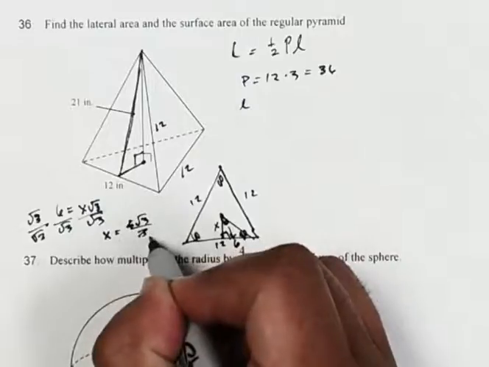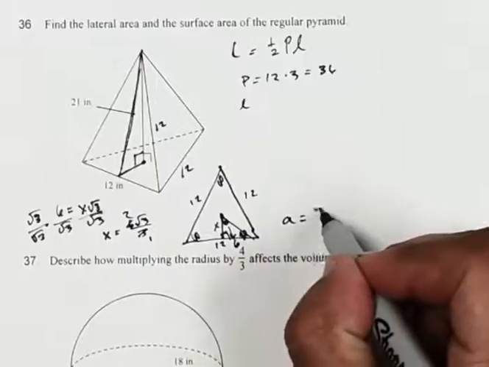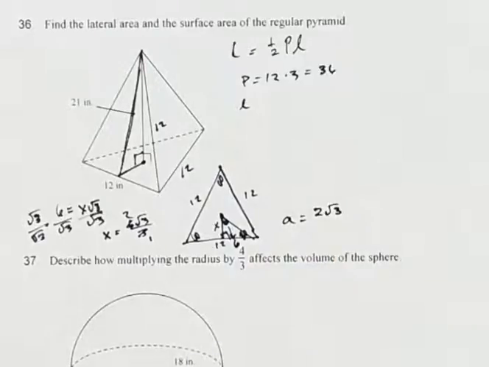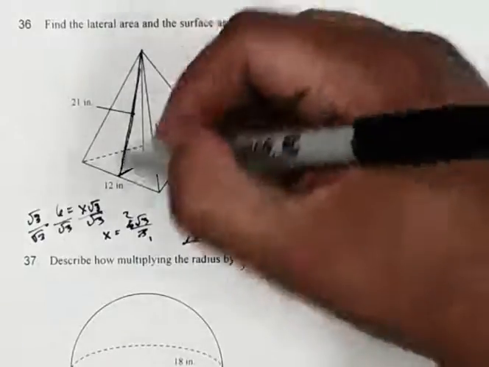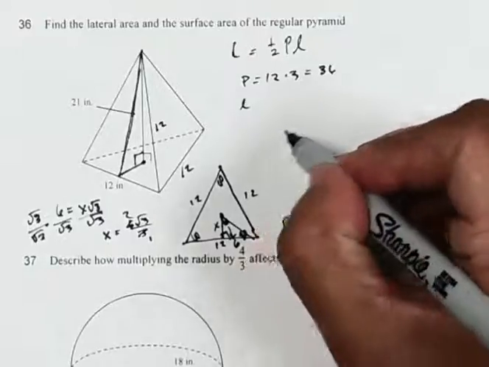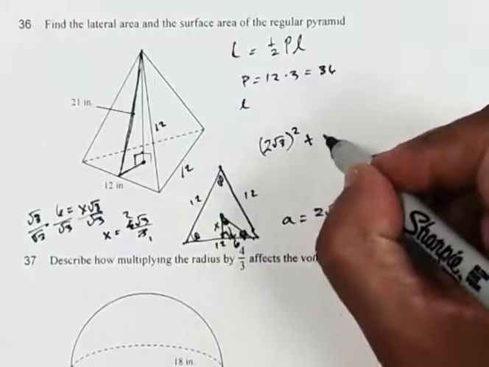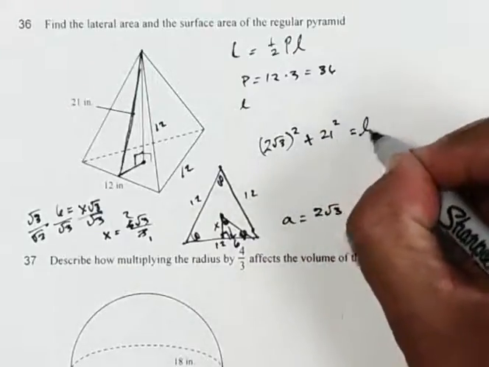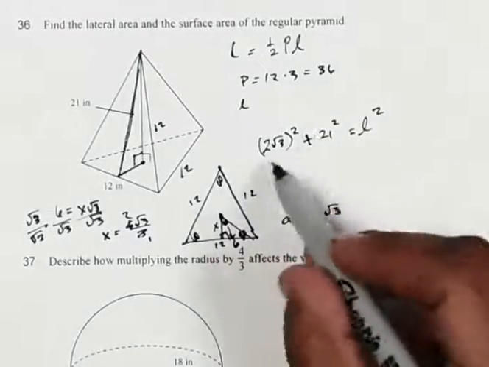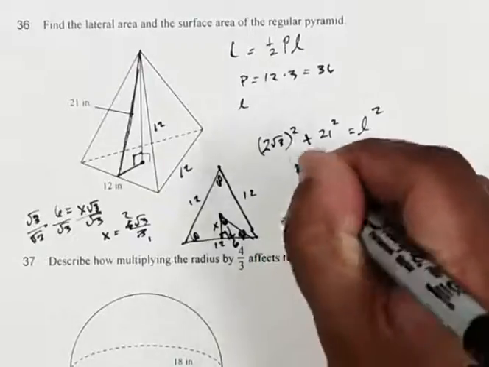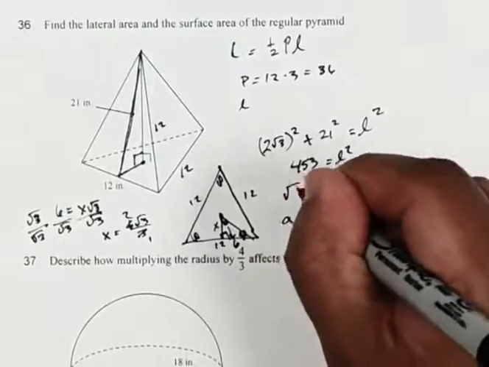The 6 and 3 can factor, and so my apothem is going to be 2 square roots of 3. Okay. Now I'm going to use that and this height of 21 to find the slant height. So it's going to be 2 square roots of 3 squared plus 21 squared is going to give me my slant height squared. Putting this part in the calculator, if I simplify this side, that comes out to 453 is equal to L squared, so that tells me that my slant height is equal to the square root of 453.